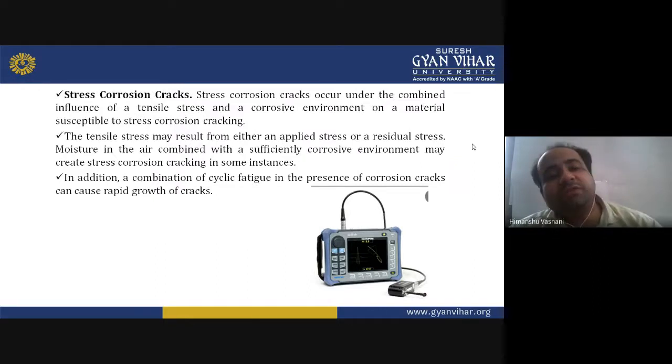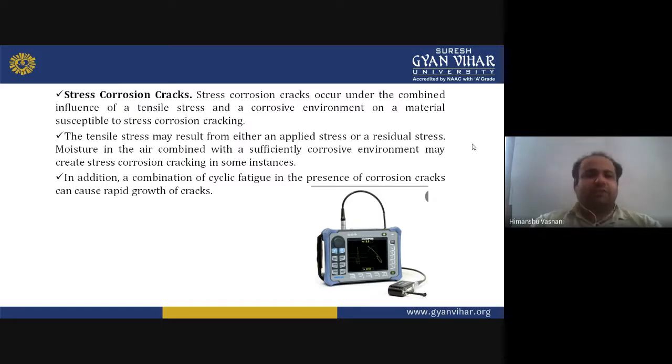Now the stress corrosion cracks. Stress corrosion cracks often occur under the combined influence of a tensile stress and a corrosive environment on a material susceptible to stress corrosion cracking.